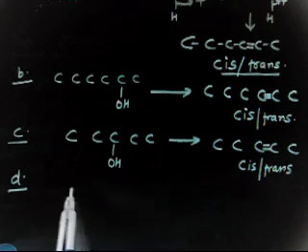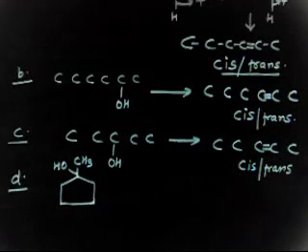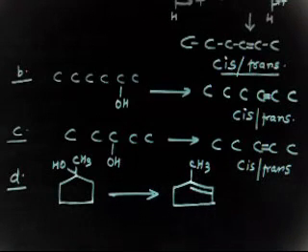Now D part is 1-methyl cyclopentanol. So this is 1-methyl cyclopentanol. So let me write the structure of 1-methyl cyclopentanol. So at position number 1 you have methyl group as well as OH group. So if you do dehydration, you will have a carbocation here. And now you cannot make the double bond this side. This is a less branched alkene. You have to make a double bond this side. So once again, in this case, you will have CH3 here, and double bond you will get here.